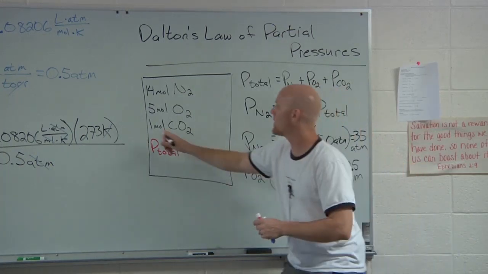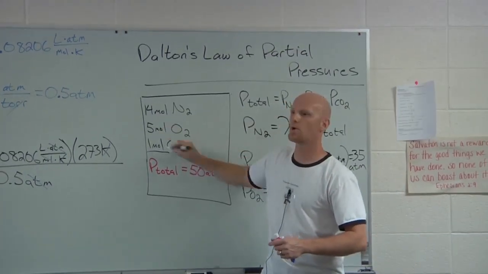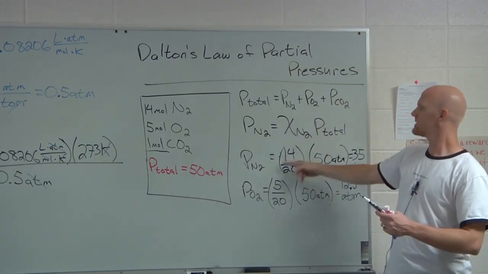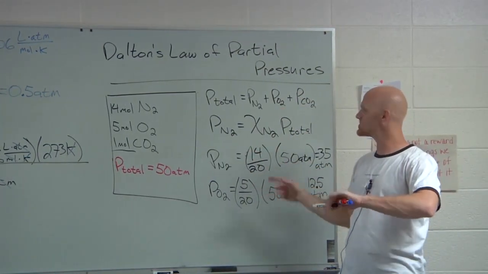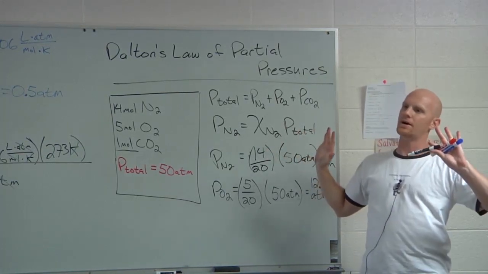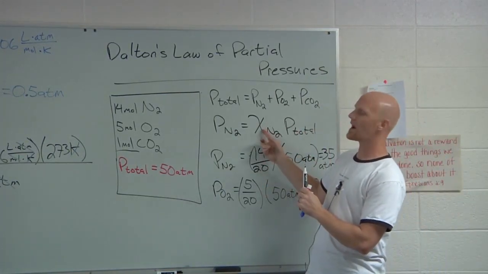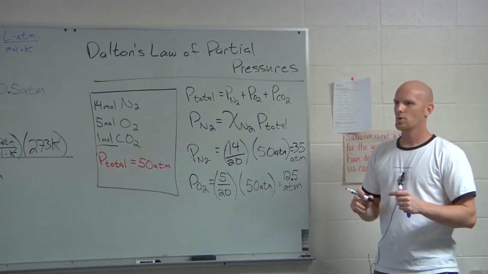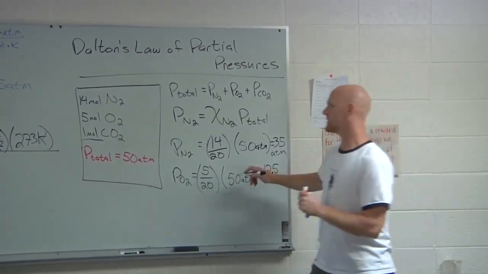Question? Why are you using 20? Because we have 20 total moles. And again, it's just the part over the whole to get a mole fraction. So again, same thing like the percentage, part over whole, except we're just not going to multiply by 100. Only difference between a mole fraction and a percent. Cool.